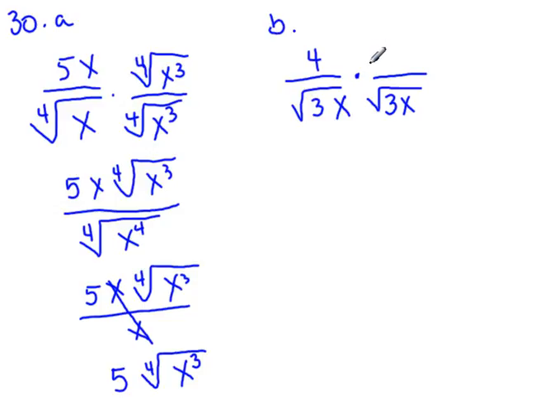So again, whatever I multiply the denominator by, I multiply the numerator by. In my numerator, that gives me 4 times the square root of 3x. In my denominator, that gives me 3x. And there you go.